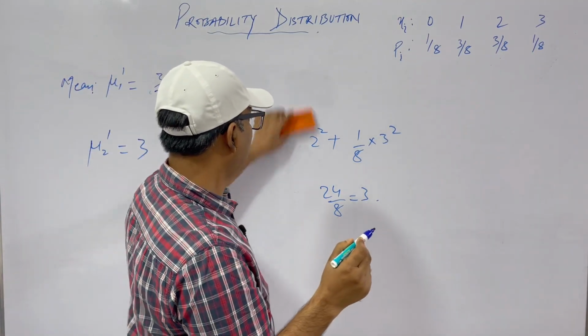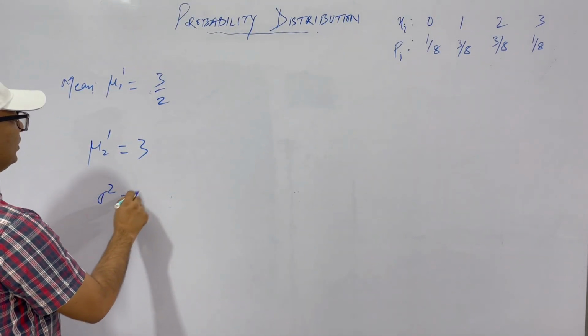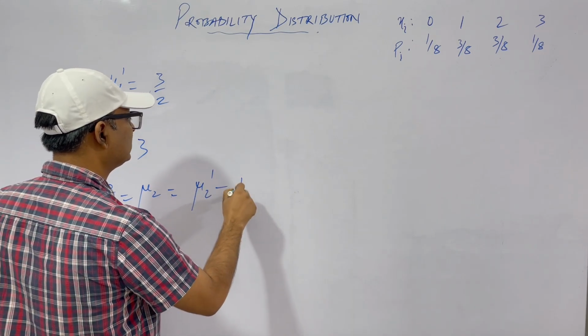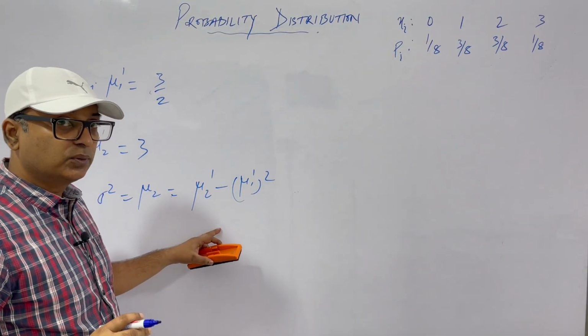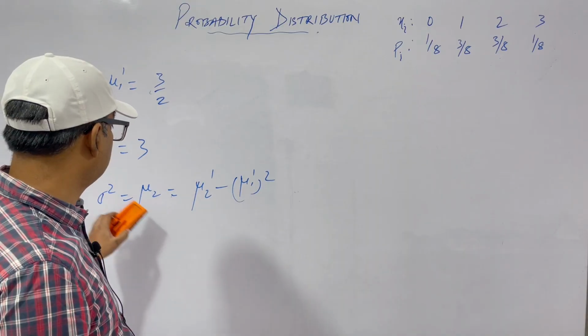And what we have to find? We have to find variance. Variance is mu2. And mu2 is, as I told you, mu2 dash minus mu1 dash square. From where I have got this formula? From the chapter on moments in probability and statistics.